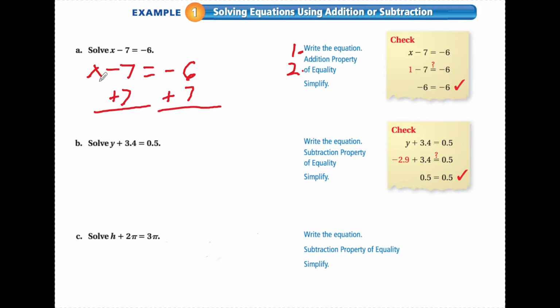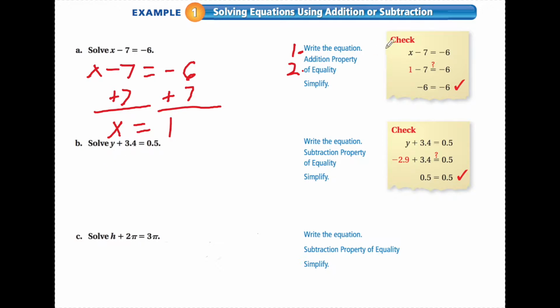Okay? The reason we added 7 is because we want to isolate x. We want to get x alone on one side of the equal sign. So we got to get rid of everything else that's attached to it. So x minus 7, so minus 7 plus 7 is 0. So this is now x equals negative 6 plus 7 is 1. So now we find out that x is equal to 1.